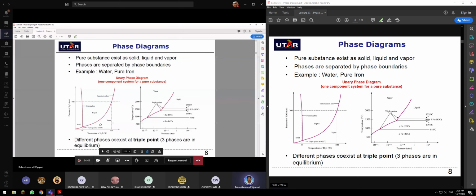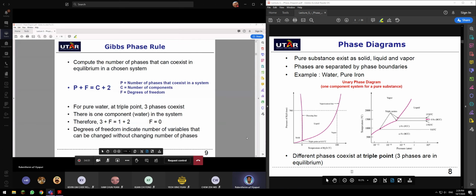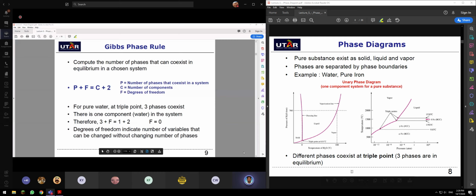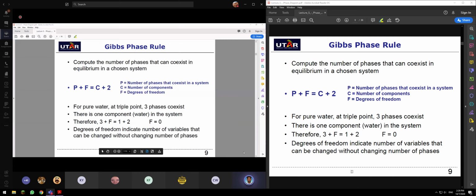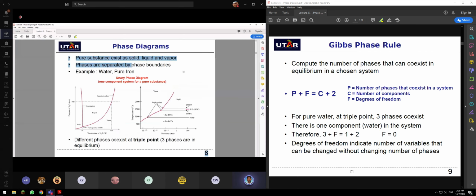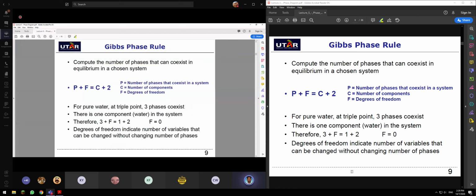Okay, guys. All right, now next, let's go to the Gibbs phase rule. Having said that, we have three different phases that can coexist, and also three different phases separated by the phase boundaries. We have one rule, we call that the Gibbs phase rule.